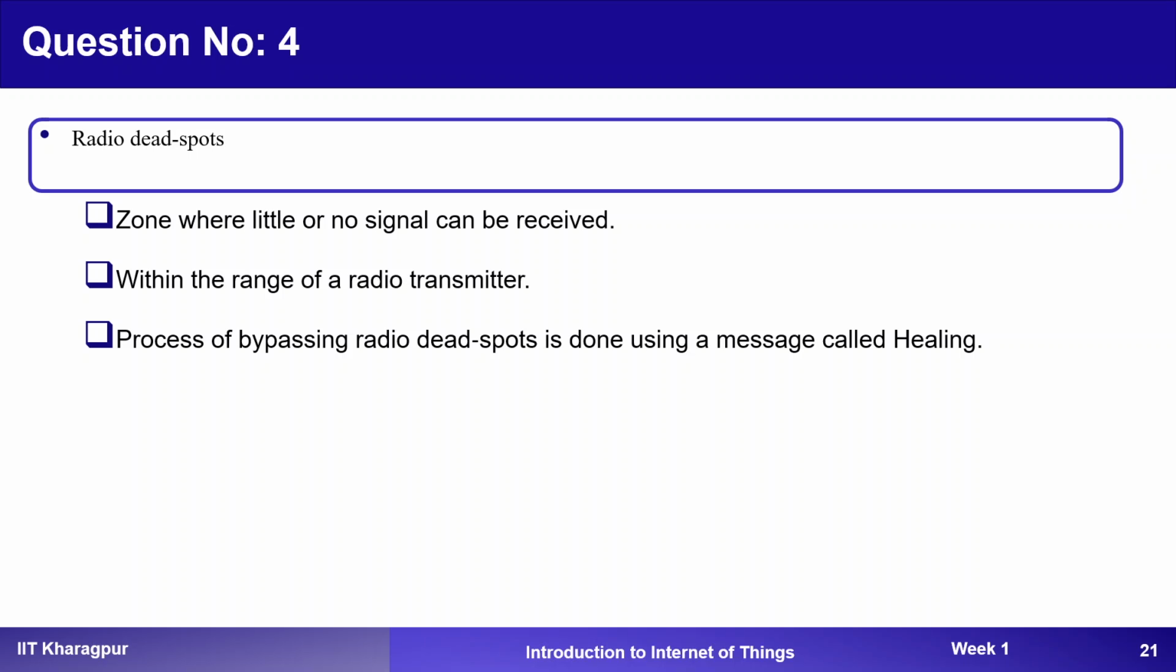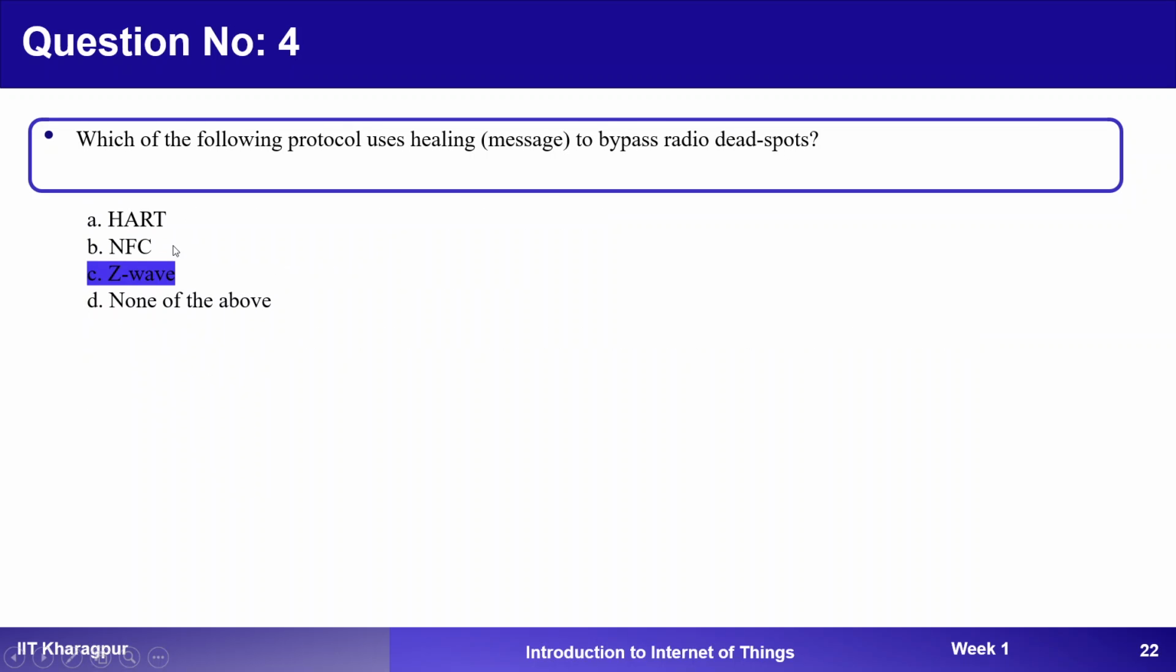So in order to bypass those dead spots, there should be a process. For example, you can take home automation. There are lots of obstacles at homes, different devices you are using, various furniture. Because of those obstacles your signal will become weak. So you need something to bypass those dead spots, because you need communication in home automation, right? The process of bypassing those dead spots is called healing, and this healing is used in Z-Wave, because Z-Wave is used in home automation, right?